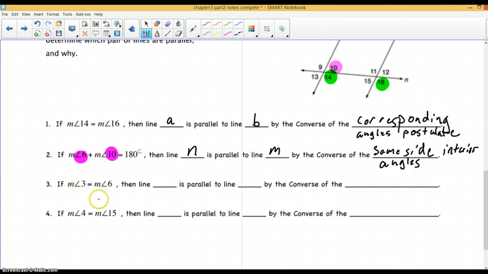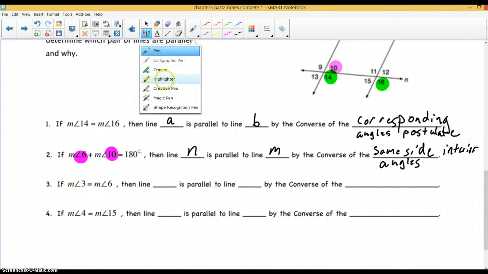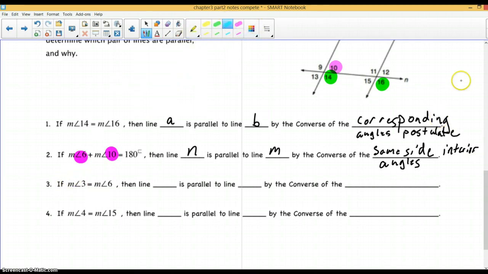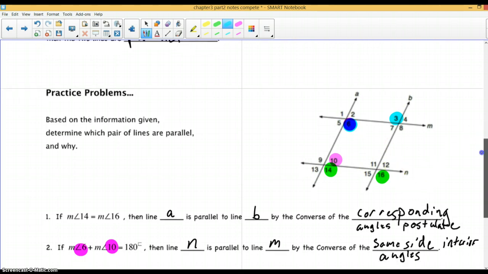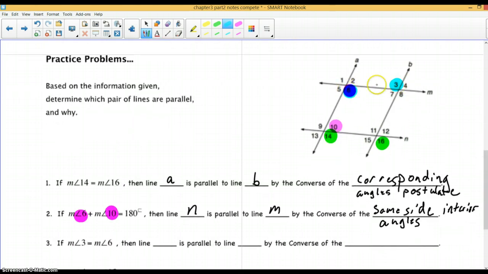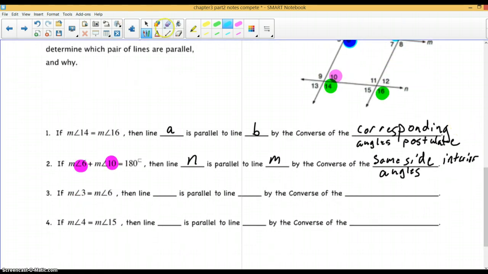For 3, we have angle 3 and angle 6. So we go through, again, we find those angles in our diagram, angle 3 and angle 6. Angle 6 is the one that we had before. Now, both of those angles are on the interior, and they swap sides, so they're alternating. So we have alternate interior angles.